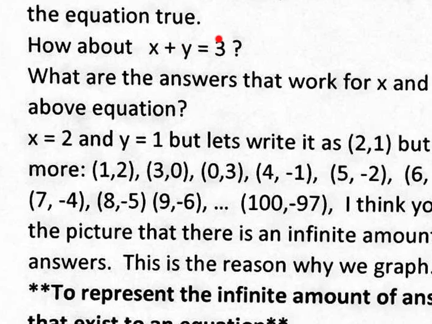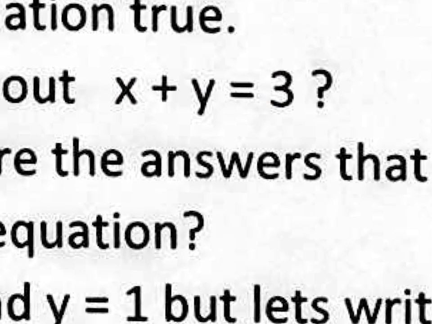3 and 0 could give you 3. I mean, if I go 4 and negative 1, that'll give me 3. 5 and negative 2, that'll give me 3. 6 and negative 3, 7 and negative 4, 8 and negative 5, and so on and so on. So there's an infinite amount of answers. Do you guys understand that?